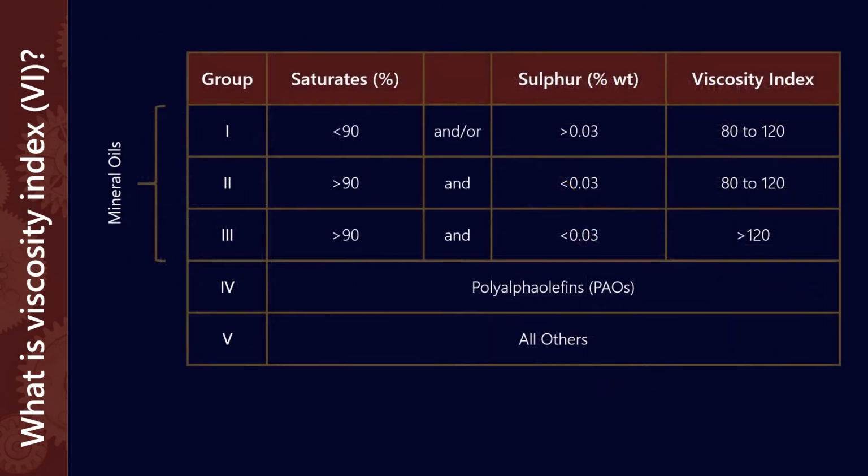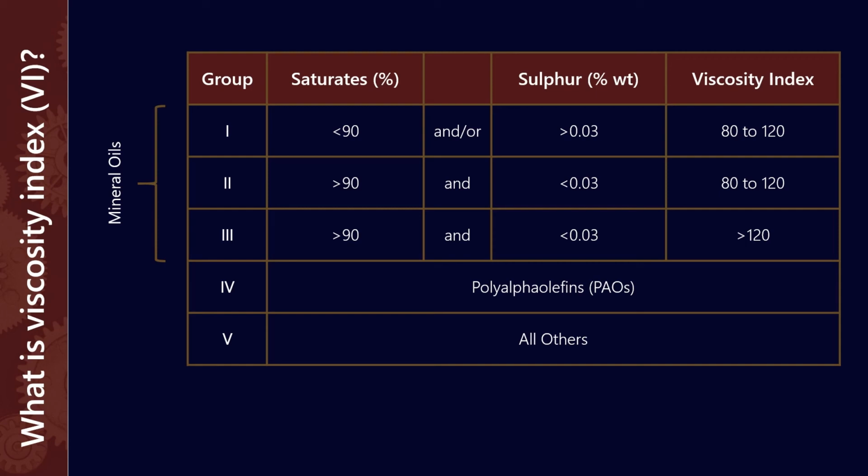So what is, if you like, a good viscosity index? Well, going back to our table with all the groups of base oils, group 1 and 2 mineral base oils generally sit between 80 and 120. So that gives you an idea for their viscosity index. And the higher number here is better. So a higher number indicates a lower change between 40 and 100 degrees Celsius.